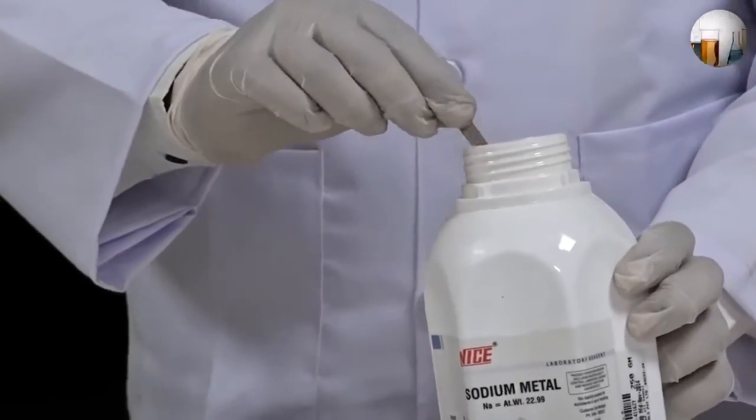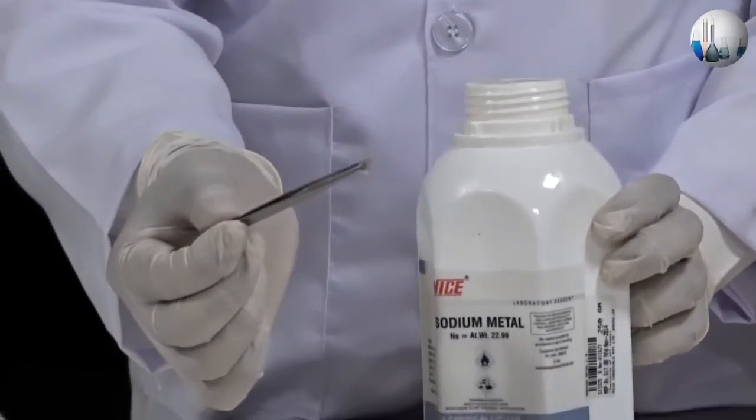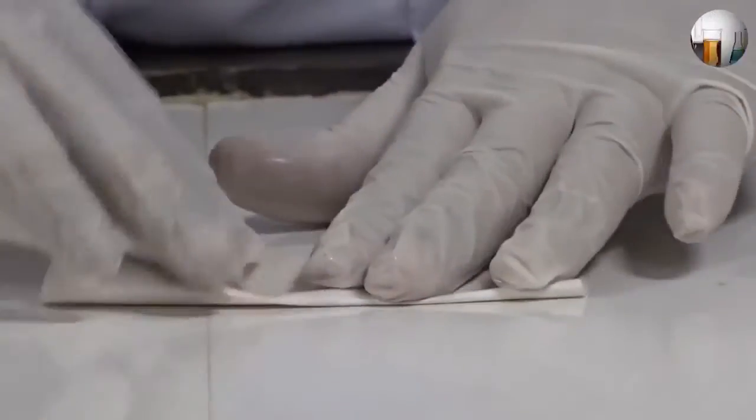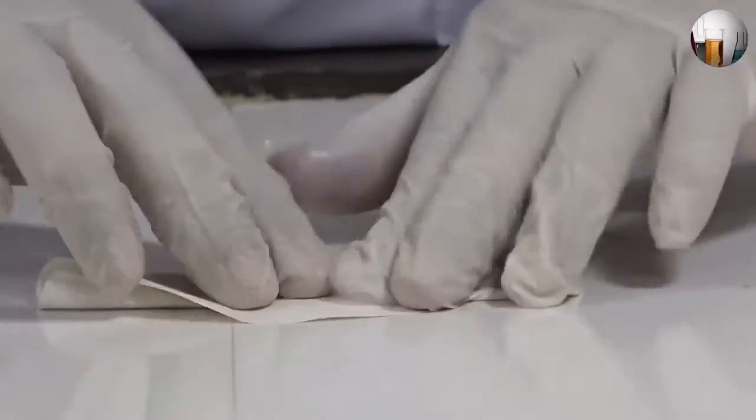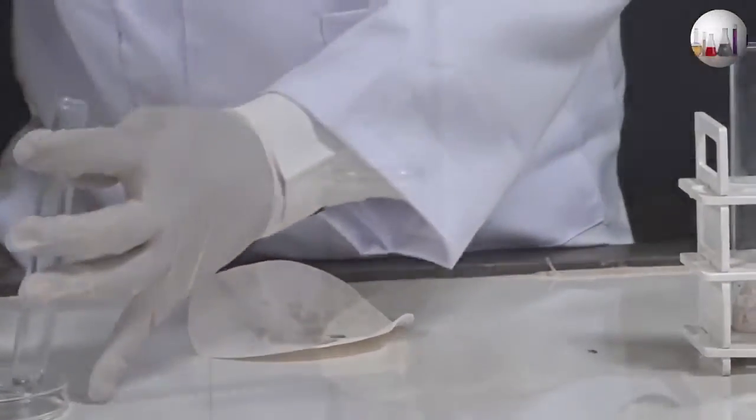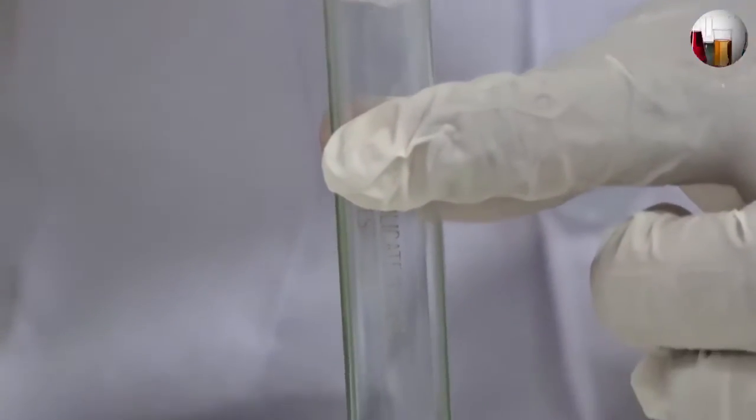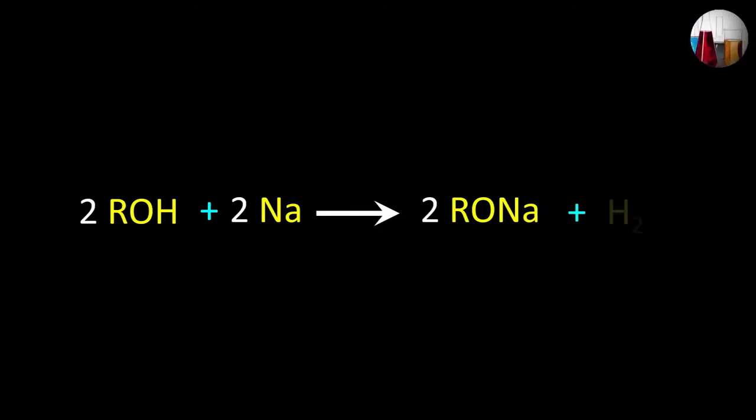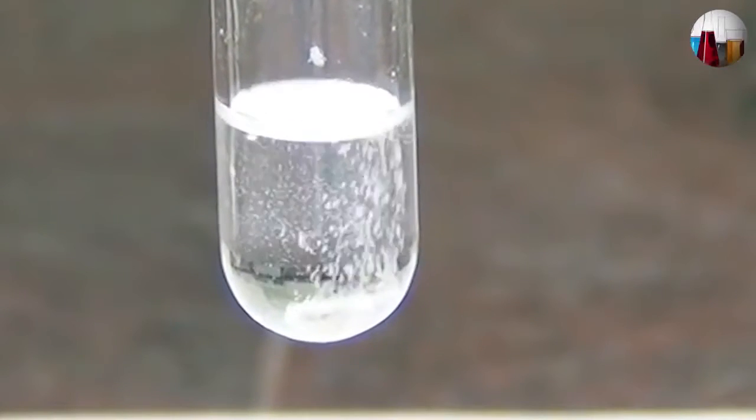Now take a small piece of sodium metal with the forceps and place it on a filter paper. Dry the sodium metal with the folds of the filter paper. Put the dry piece of sodium metal into the organic compound using forceps. Alcohols react with active metals like sodium to produce sodium alkoxide and effervescence of hydrogen gas. That was the sodium metal test.